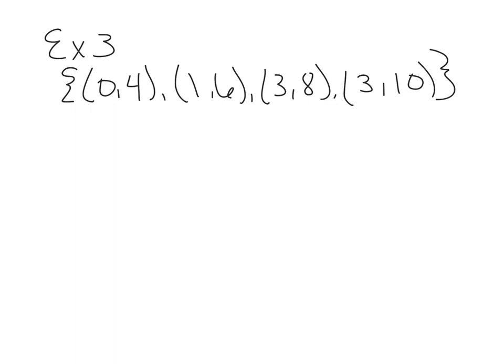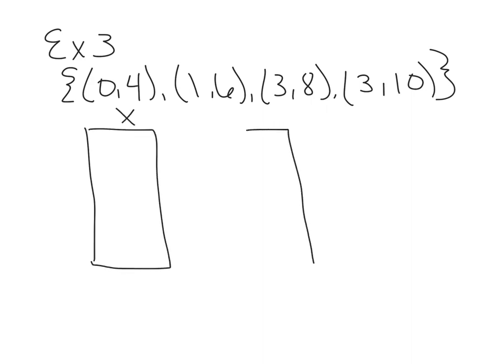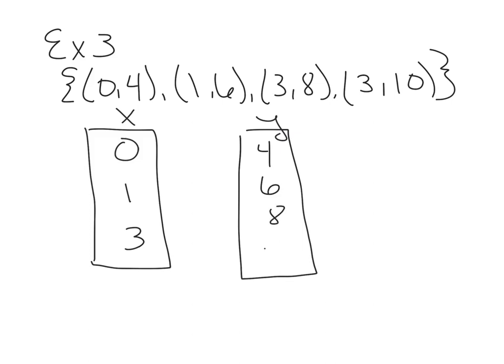Okay, for example 3, we have a new relation, and we're being asked to determine if this is a function. So we're going to do the same thing again. We're going to list the x values here, the domain, and we're going to see how they match up with the y values over here, the range. So the x values are 0, 1, 3, 3. And we won't list the 3 twice. So 0, 1, and 3. The range, 4, 6, 8, and 10. Those are all different.